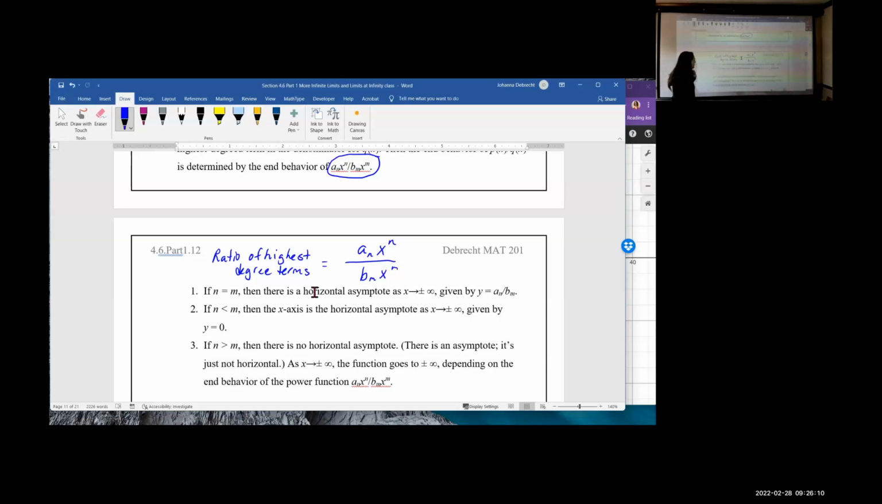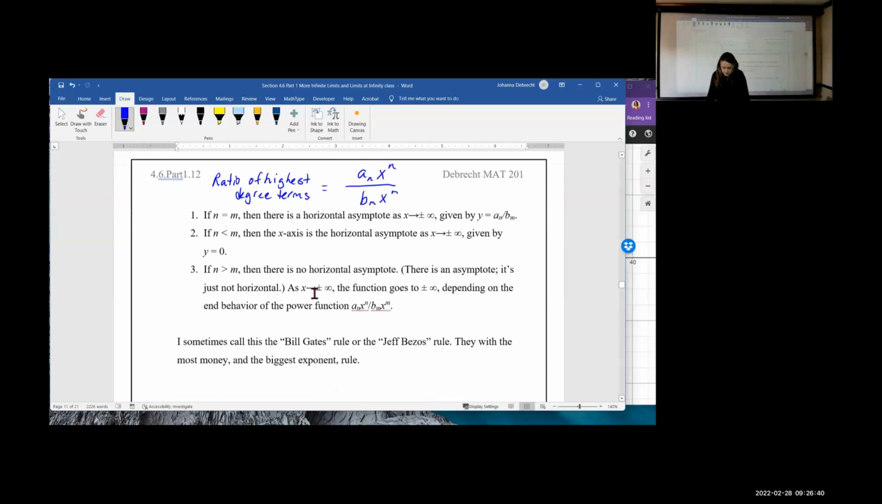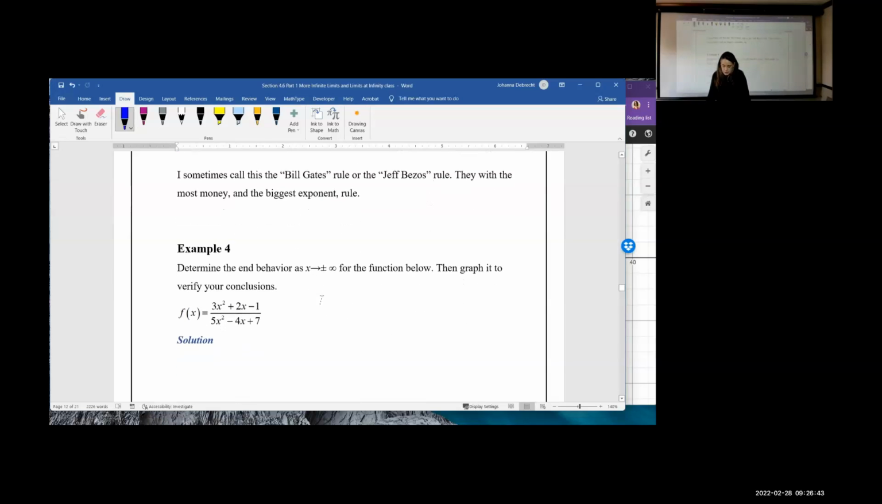And then what happens if instead it's top heavy and n is greater than m? So let's say we have x to the fifth on top and x cubed on bottom. Well, 3 of the x's on top will cancel the 3 on bottom, but we will still have x squared on top, which is going to pull the graph towards infinity or negative infinity, depending on what the original powers were. So there won't be a horizontal asymptote. I sometimes call this the Bill Gates rule or the Jeff Bezos rule. The person with the most money tends to control or rule over what's going to happen. So that's kind of where that comes from.